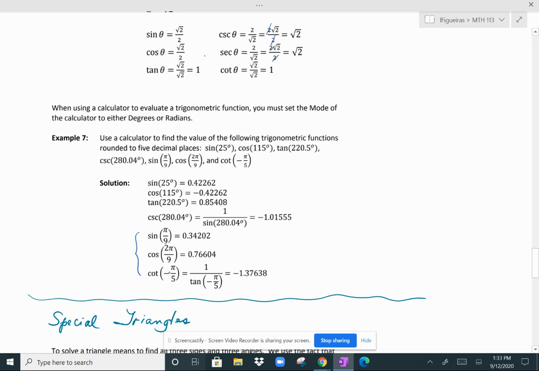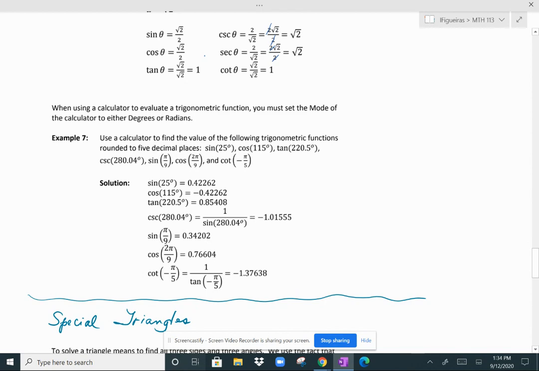Cotangent is also one that's not in your calculator. So the first thing you have to do is write it in terms of something you do know. And cotangent and tangent are reciprocals. So you'd have to enter 1 divided by the tangent of negative pi over 5. Make sure you use the negative symbol and not the minus symbol. They are not the same. This is a negative. And you get negative 1.37638.